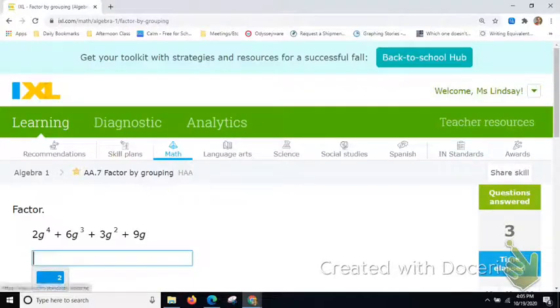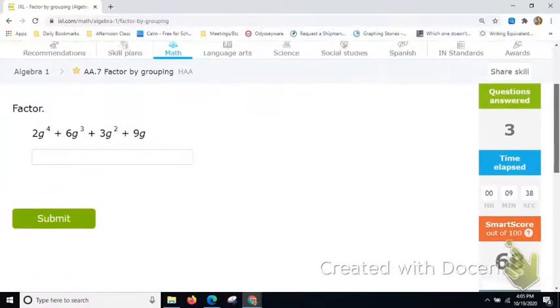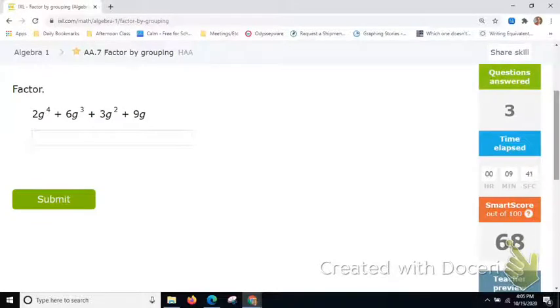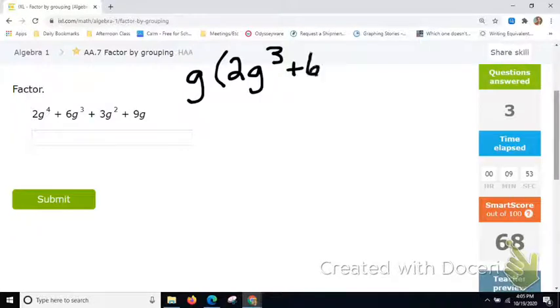Okay, so this next one doesn't have as much in common, but do you see that every single term has a g? So this is kind of combining what we did in greatest common factor and grouping. If they do all have something in common, and I did say before that's the first thing we should look for, it's going to go out to the side, and then what's left, 2g to the third plus 6g to the second plus 3g plus 9.